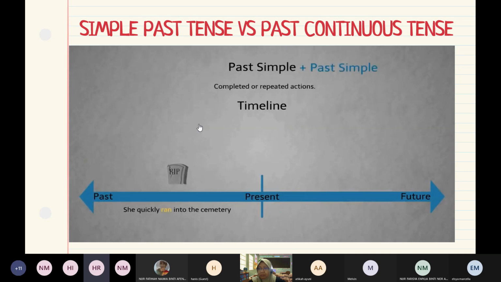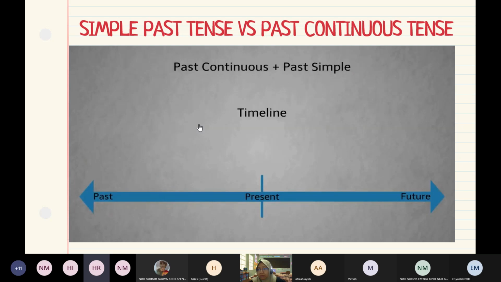When we use two past simple actions, the second action happened after the first action. For example, she quickly ran into the cemetery and hid there. So she ran into the cemetery first. Then she hid inside the cemetery.